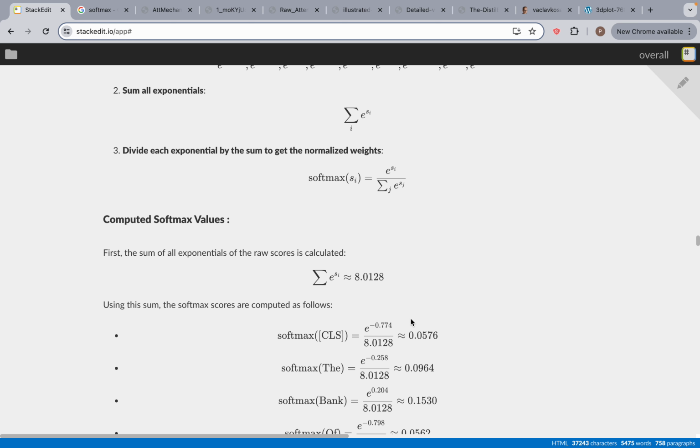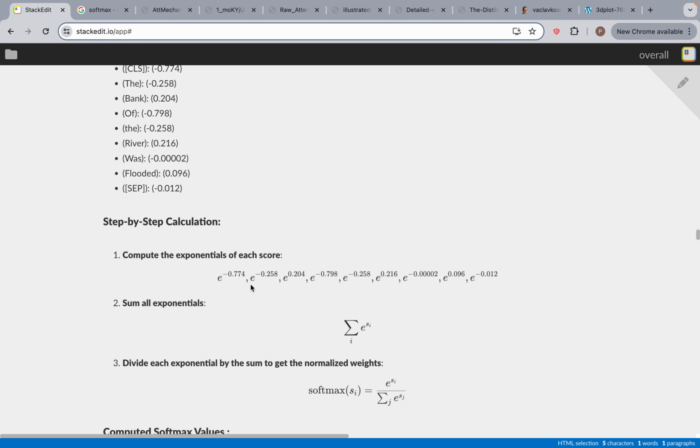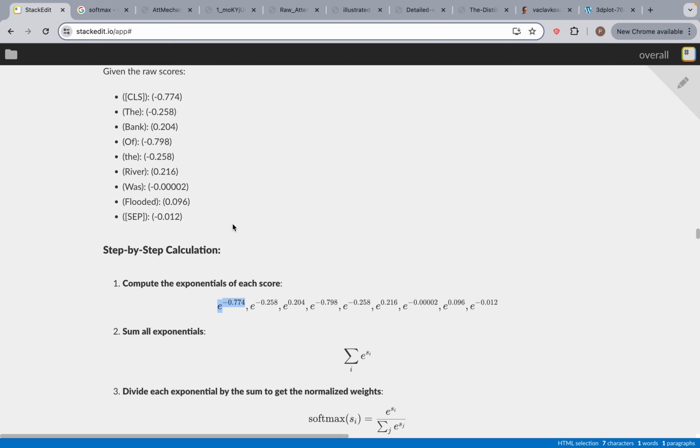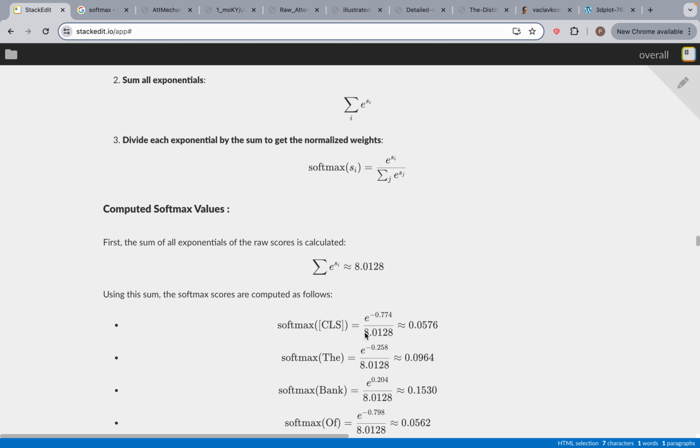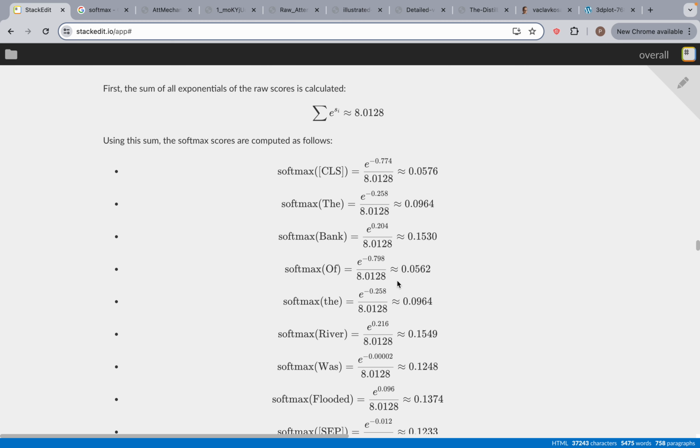And then to get the actual softmax weight value, you just take the current word. So over here we have the softmax of the CLS token. And remember, the CLS token has this value, okay? Because we're just taking e and raising it to the raw attention score. So e to the negative 0.774 is going to be the numerator. And then we divide it by the denominator, which we calculated over here. So you get 0.0576. And you do the math for all of them, okay?